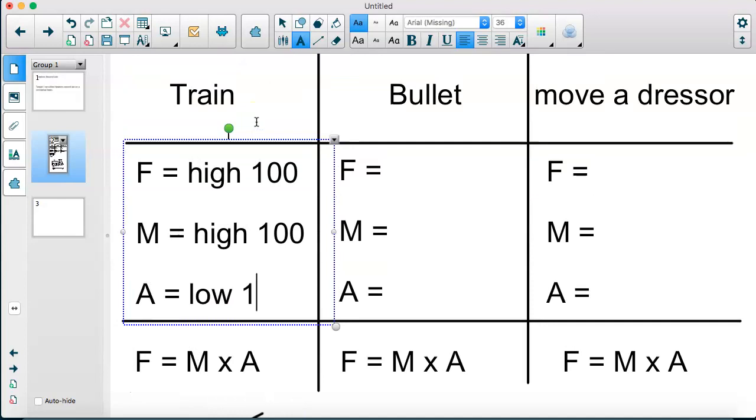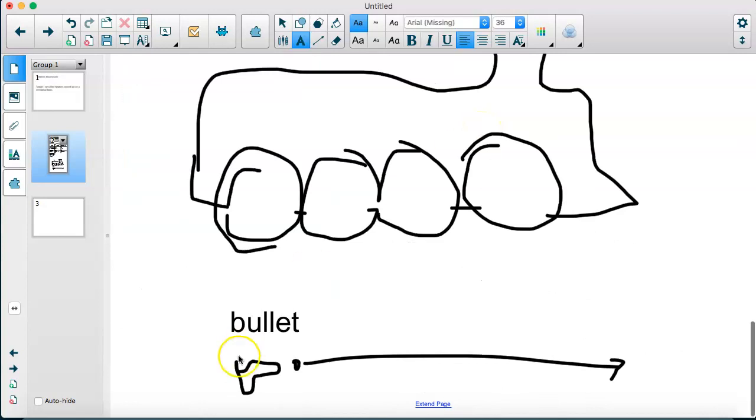Let's try a different example. Let's think about a bullet. You have probably seen movies or things like that where people are shooting guns. Bullets, are they very big?